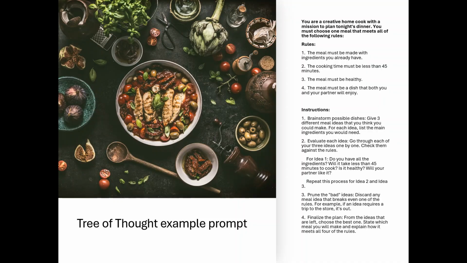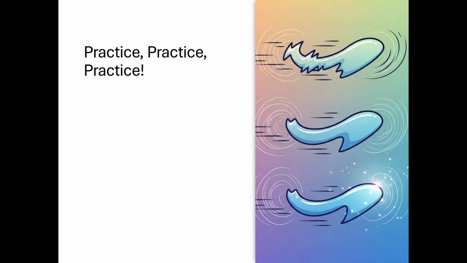So then please finalize the plan. From the ideas that are left, choose the best one, state which meal you will make, and explain how it meets all 4 of those rules. So you can see it's quite a complex set of instructions, but you're asking it to fit a complex set of rules. So this might be really, really beneficial if you're short of time and you don't know what to cook for dinner tonight. The best way is practice, practice, practice.